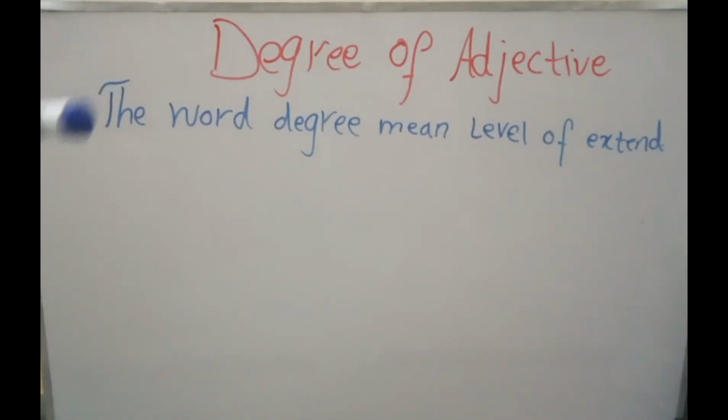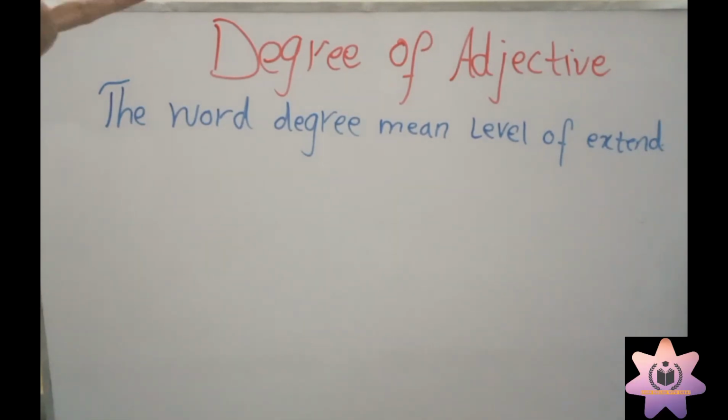Hello class, today I am going to tell you about degrees of adjectives. So what's the degree of adjective? The word degree means level of extent. So how many types of degrees are there? There are three types of degrees of adjective.